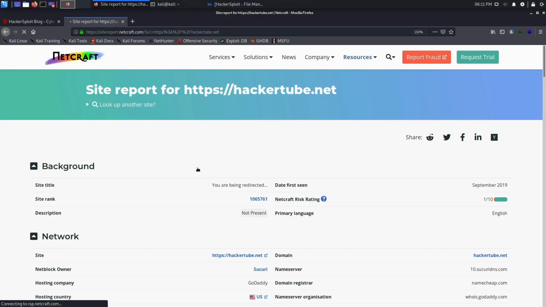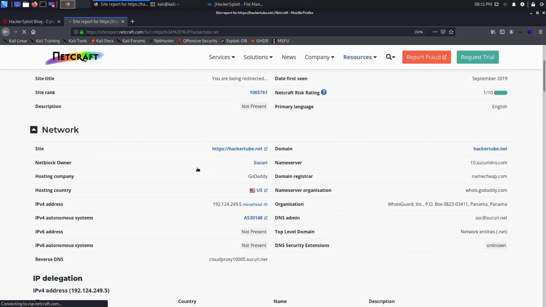They both go through a web application firewall. In the case of hackertube.net, it goes through an actual web application firewall. So we'll give this a couple of seconds and you'll see the differences. So in this case, you can see that the actual hosting company is GoDaddy, or the actual registrar is GoDaddy. It goes through the actual security firewall. So that's identifiable via the actual name server. The domain registrar is Namecheap. So we now know that this domain was registered with Namecheap.